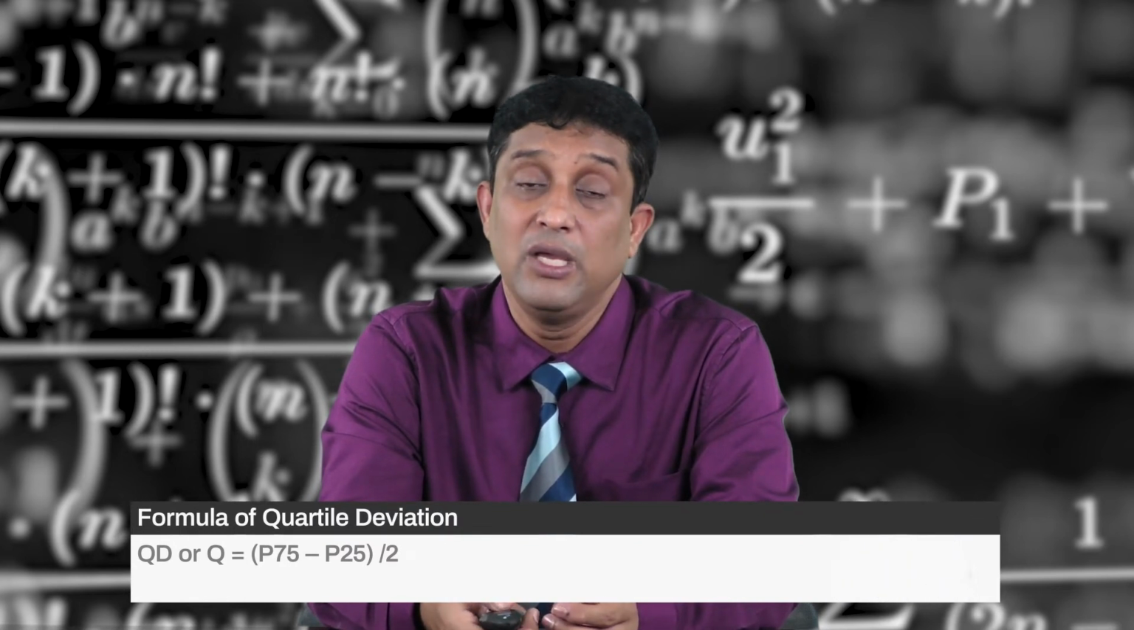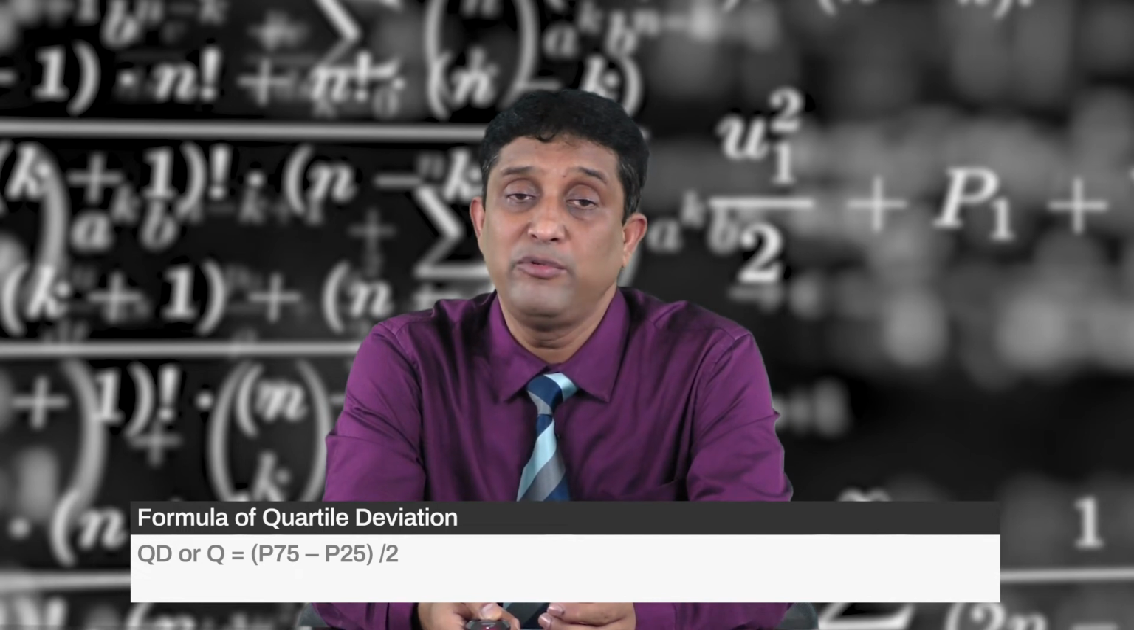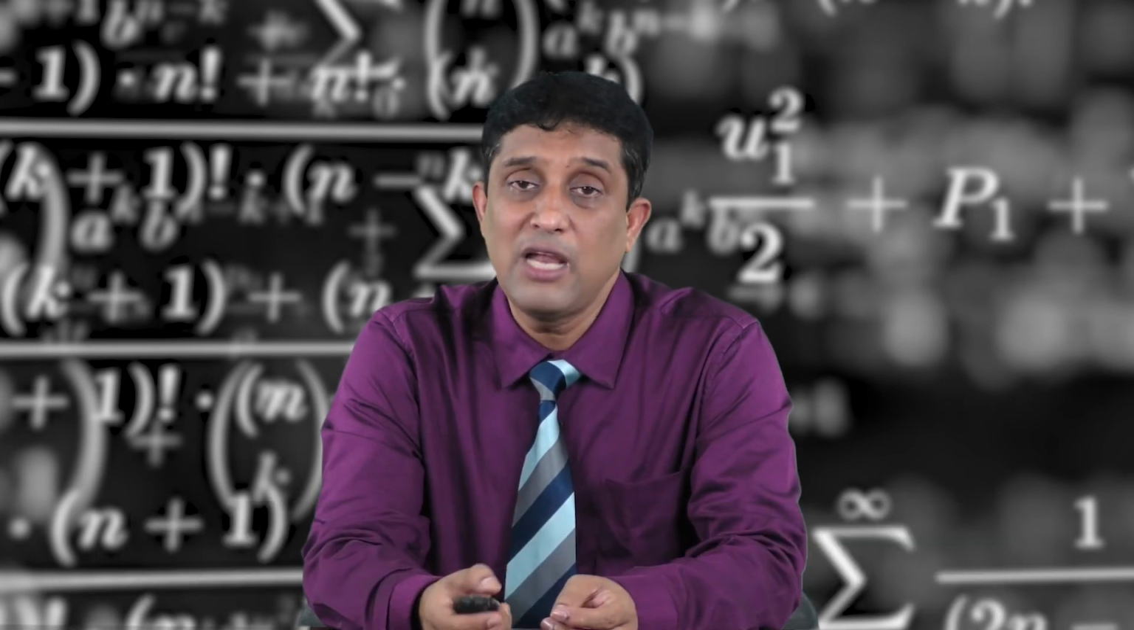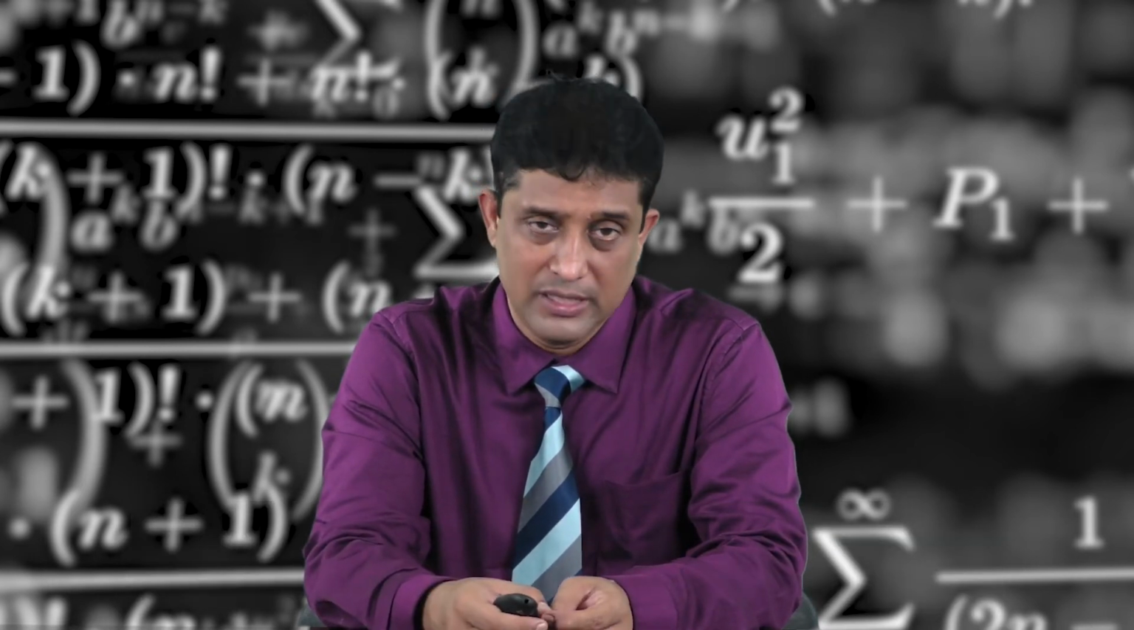Okay. So for getting quartile deviation, first you have to calculate Q3, then you have to calculate Q1, then you have to do Q3 minus Q1, and then you have to divide it by 2. So that will be the value of your quartile deviation.